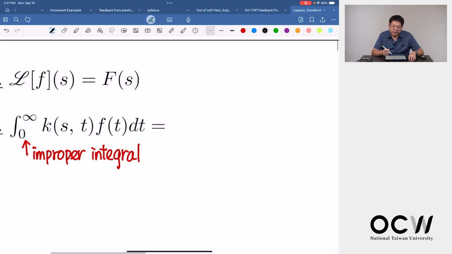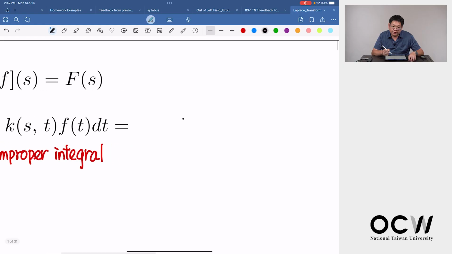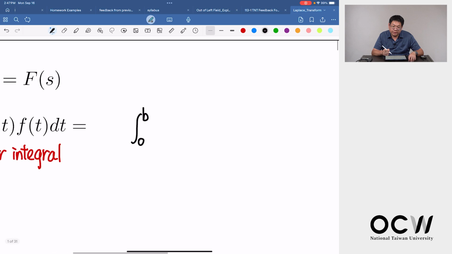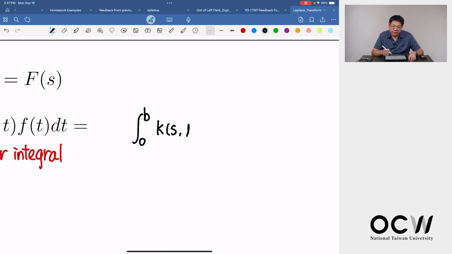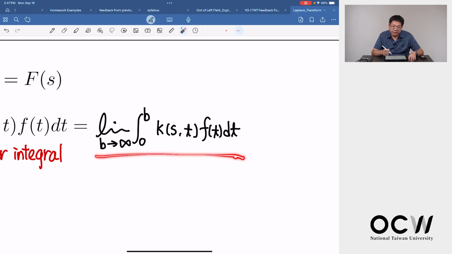To integrate from 0 to infinity, that means actually I have an integration from 0 to b, of the function of s and t, f of t, dt. And then I take b to infinity. So we have a limit, b goes to infinity. If this limit exists, then this integral is convergent. If this limit doesn't exist, then the integral is divergent.